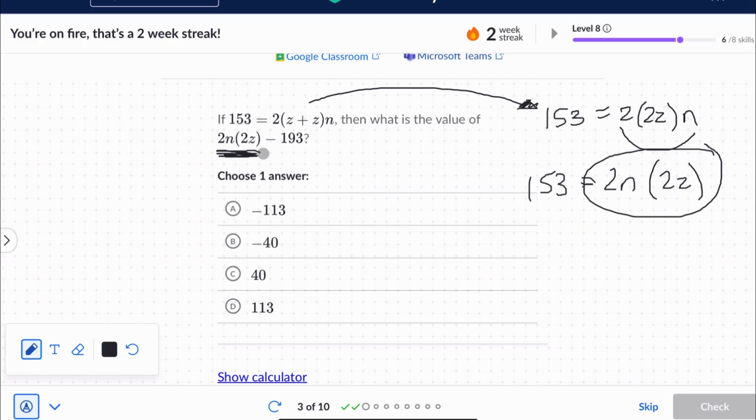And so now we can put it as 153 minus 193, and that's going to give us negative 40.